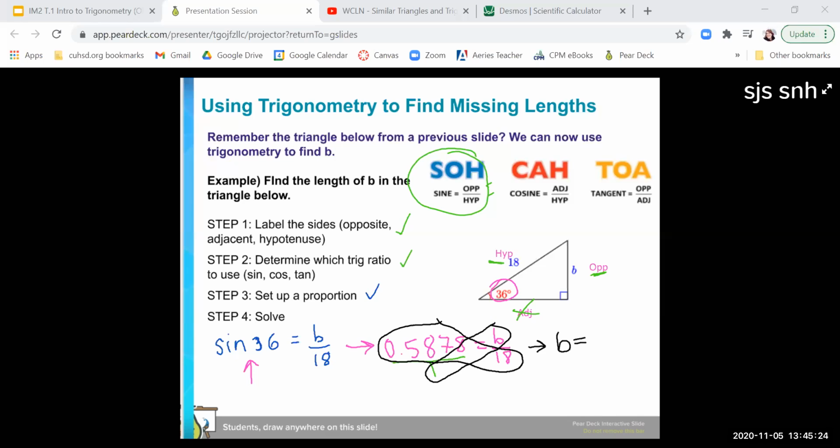0.5878 times 18 is 10.5804. All right, so here's how I want you to round these things off. When you're using trig numbers inside your problem, like you punch in sine 36 or cosine something or tangent something, I want your number that you work with to be at least four places after the decimal, at least to the 10,000ths, okay? But then your final answer, you can round to the hundredths.